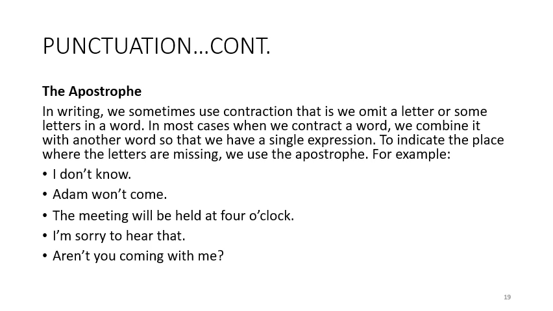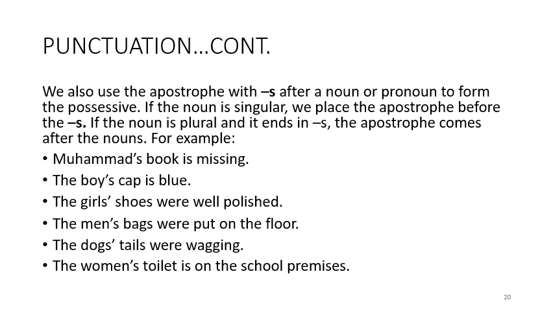Apostrophe. In writing, we sometimes use contraction. That is, we omit a letter or some letters in a word. In most cases, when we contract a word, we combine it with another word so that we have a single expression. I don't know. Adam will not come. The meeting will be held at 4 o'clock. I'm sorry to hear that. Aren't you coming to me? All these use contraction to abbreviate or shorten the words and pronounce them as if we completed them.